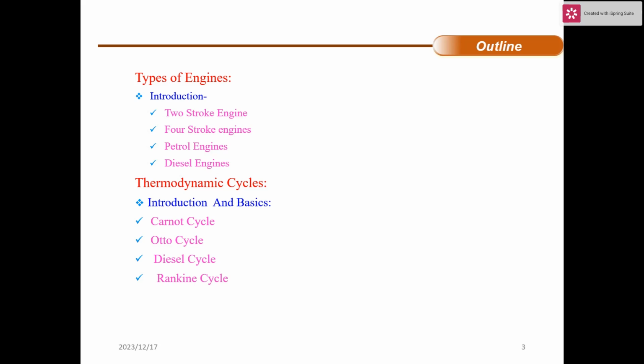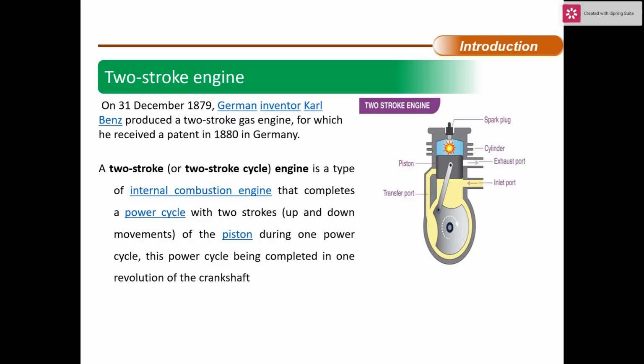There are mainly four types of engines: two-stroke engine, four-stroke engine, petrol engine, and diesel engine. And the cycles are the Carnot cycle, Otto cycle, diesel cycle, and Rankine cycle. Now, first we see the two-stroke engine.